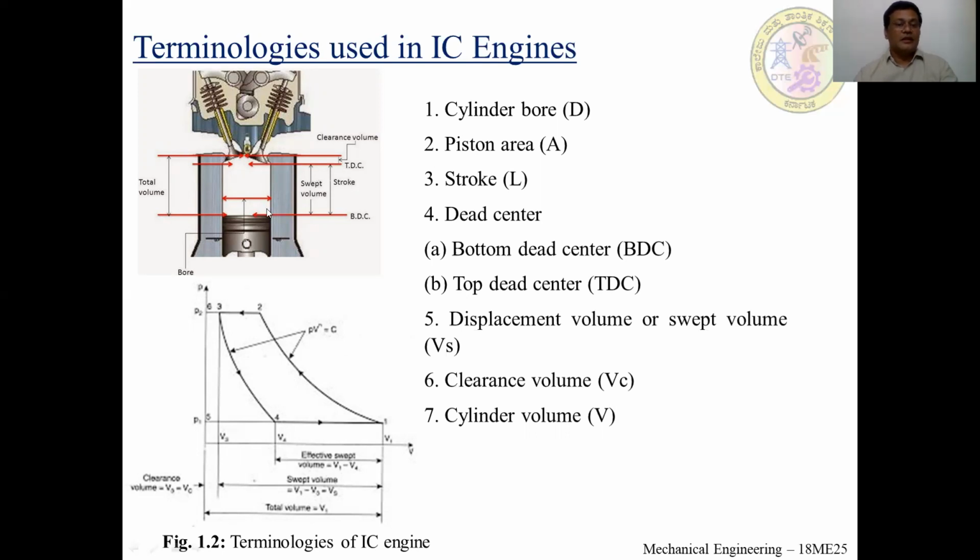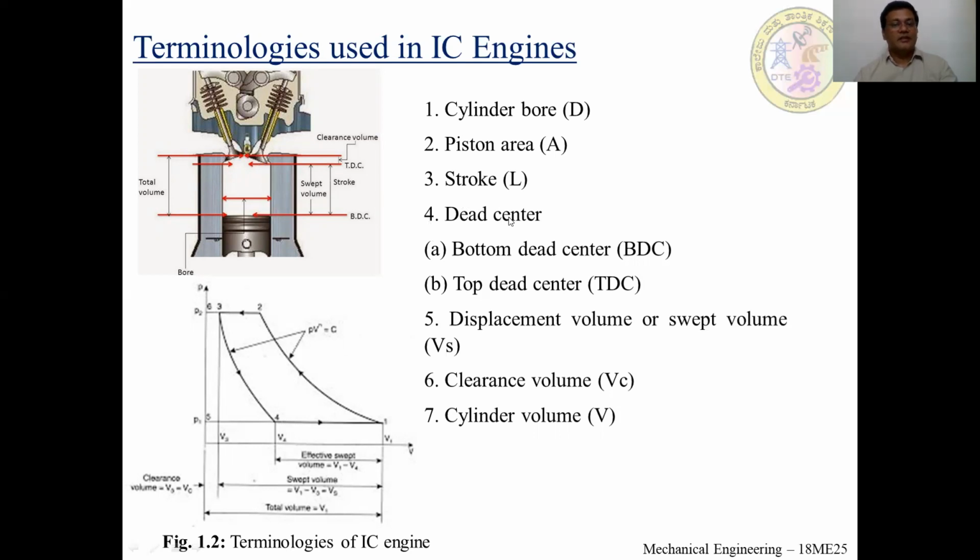And if you want to calculate the total volume covered by the piston, then you need to multiply the area by this distance. Then the third term is stroke, or stroke length. Stroke length means the piston travel distance. The travel distance is nothing but the stroke length.